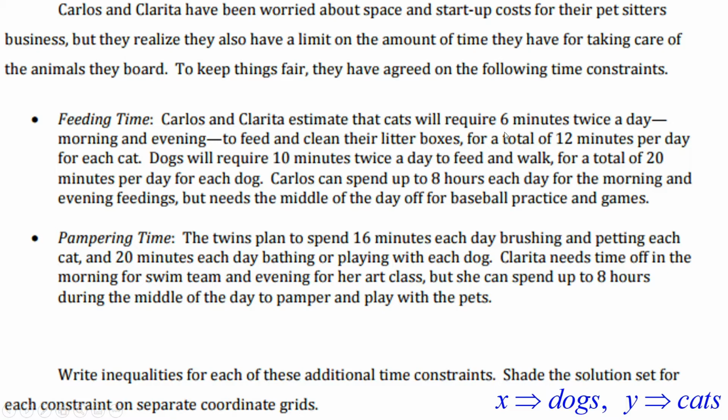So that would be 12 times y, the number of cats. 12y, look at that. Now, dogs will require 10 minutes twice a day to feed and walk for a total of 20 minutes per day for each dog. So that's going to be 20 minutes per dog. That'd be 20 times x. So take your 12y and add 20 times x.